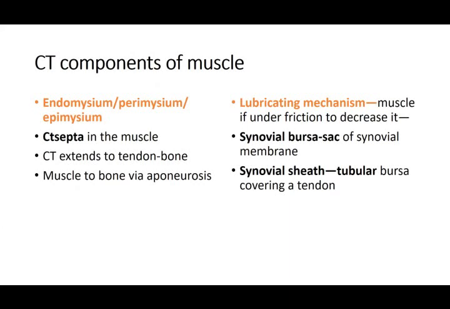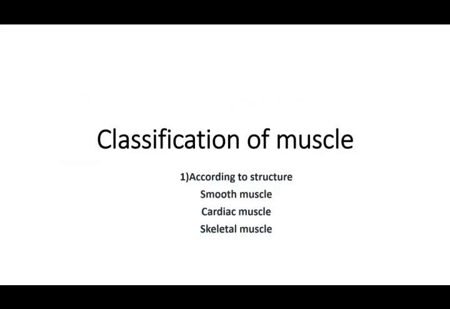Then there are certain lubricating mechanisms in the muscles, that is to prevent friction. One is, if it is a small sac-like structure, it is going to be formed the synovial bursa. And if it is a long tubular sheath-like bursa, that is called the tubular bursa. It covers the tendon and it facilitates the movement of the tendon in the bursa.